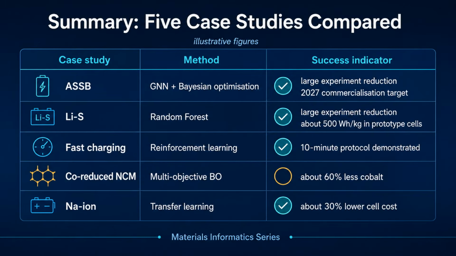All solid-state batteries use GNN plus Bayesian optimization to significantly reduce experiments, targeting 2027 commercialization. LIES used random forest with substantial experiment reduction to achieve high energy density. Fast charging used reinforcement learning to achieve 10-minute protocols. Cobalt-reduced NCM used multi-objective optimization for significant cobalt reduction. Na-ion used transfer learning with dramatic experiment reduction for cost savings. Each demonstrates the power of matching MI methods to specific challenges.